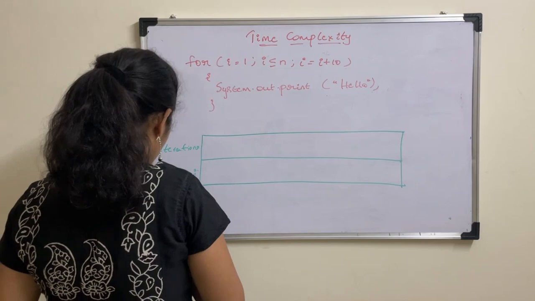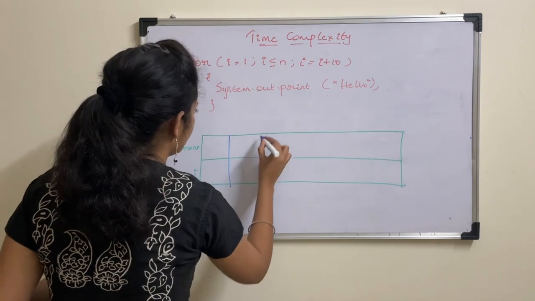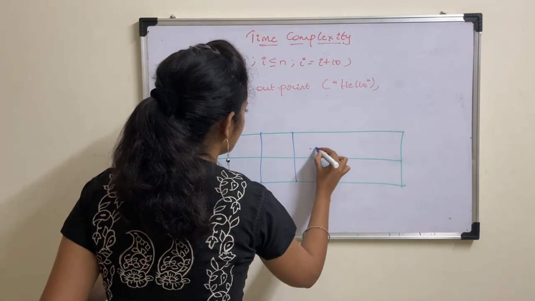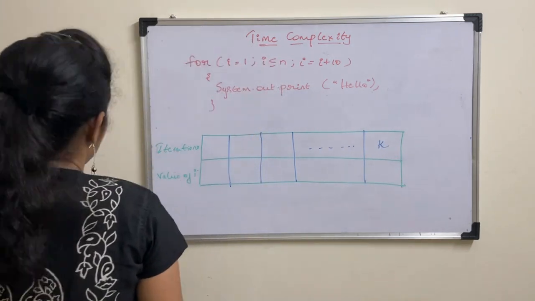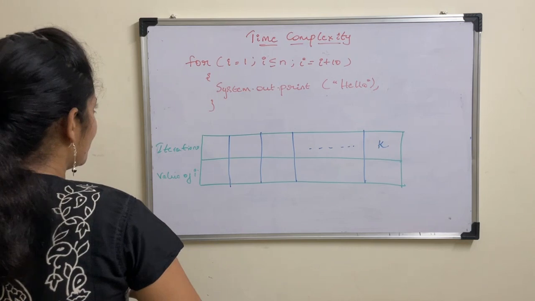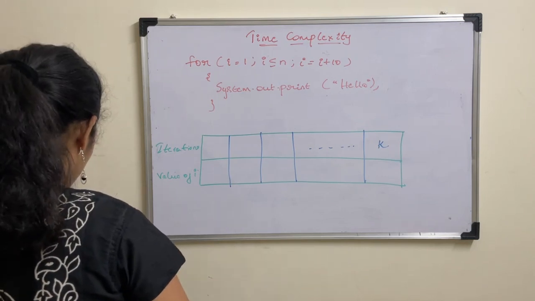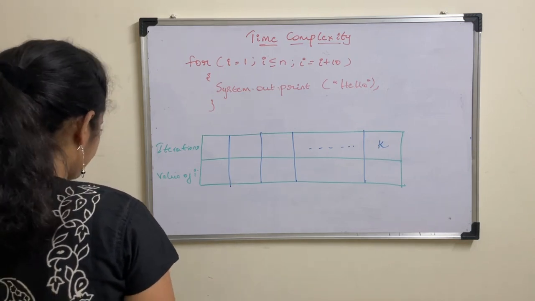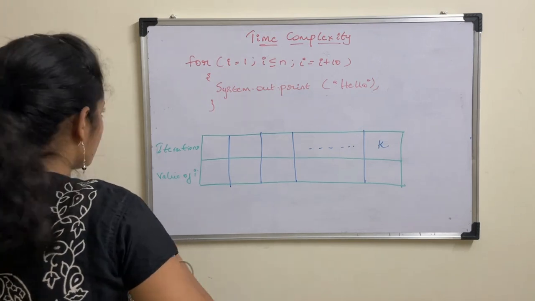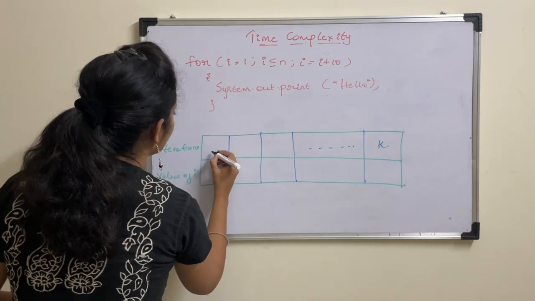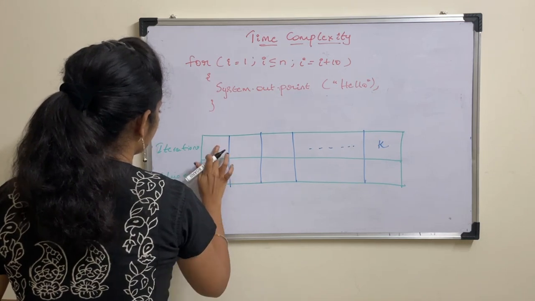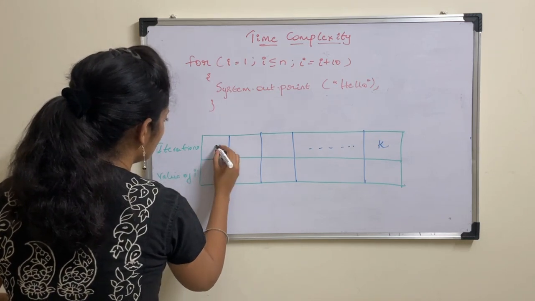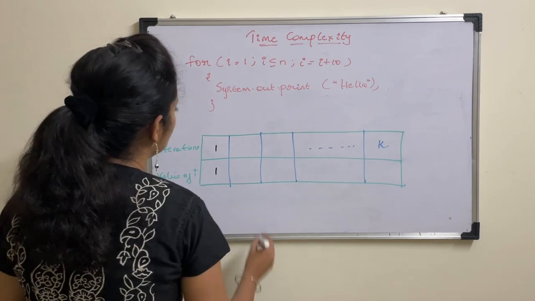Second thing is value of I. So let us run for k number of times. So initially what is the value of I? Value of I is 1. So here value of I is 1. During iteration 1, value of I is 1.